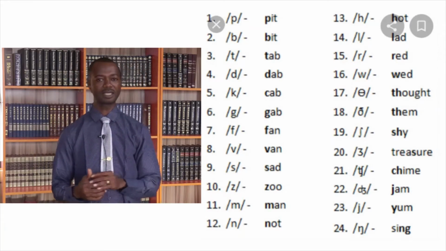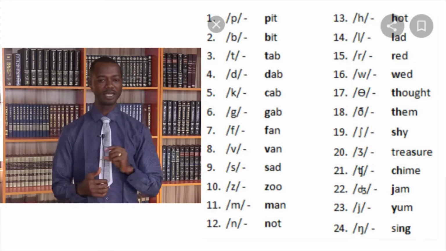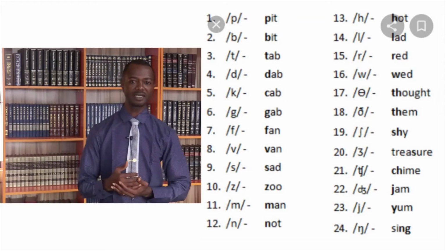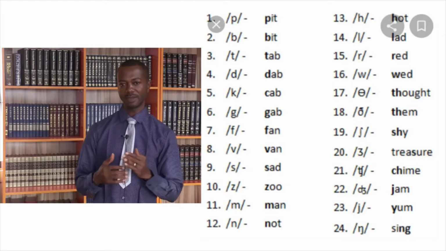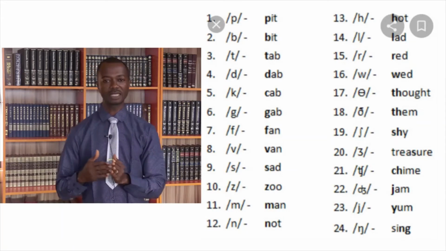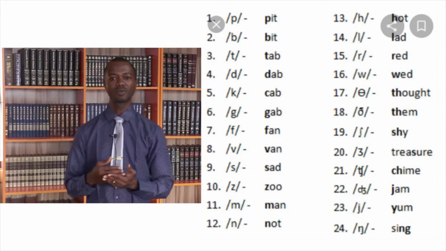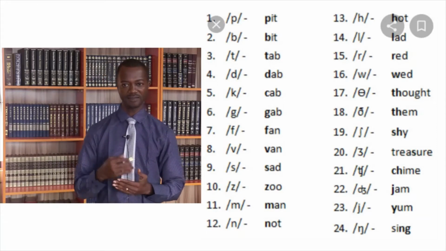Then you have the voiced th. The voiced th is more pronounced as compared to the voiceless th. And mind you, I said the voiceless th is voiceless, while the voiced th is voiced. So the voiced th, you have it in brother, in then, in father.